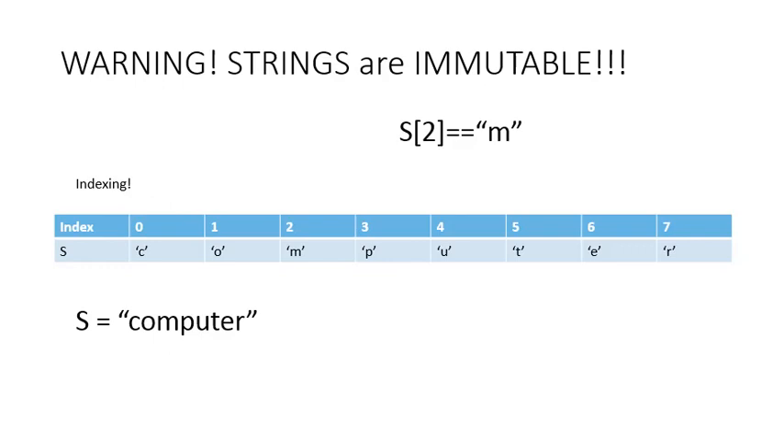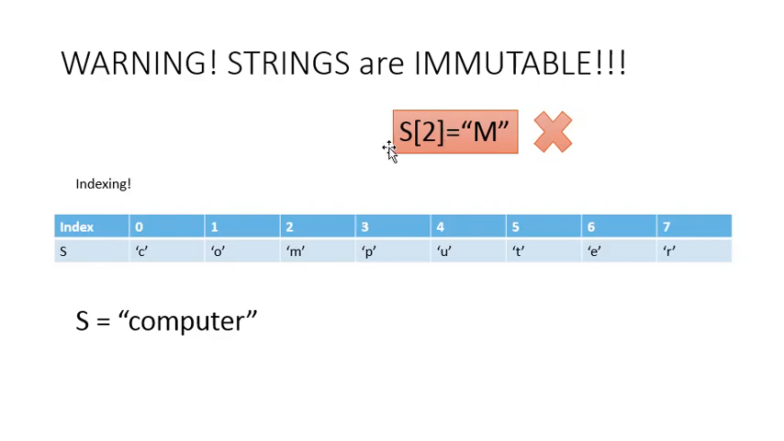Now, a word of warning. In many languages, notably Python and Java, strings are considered to be immutable types. So while it is okay to do a comparison like this, I can ask the question, is the character at position 2 equal to, notice double equals, m? That's quite alright, I can do that. However, I cannot change the value of a subpart of that string individually.